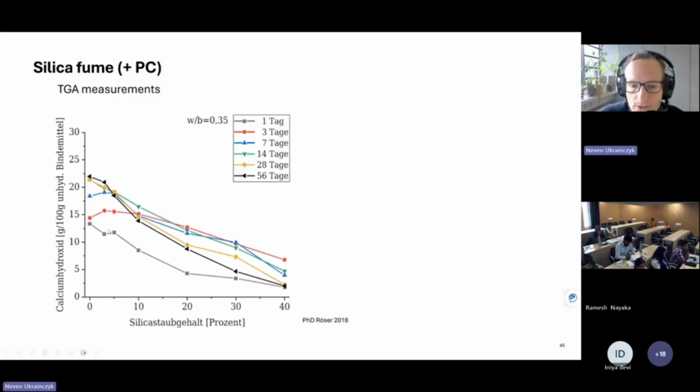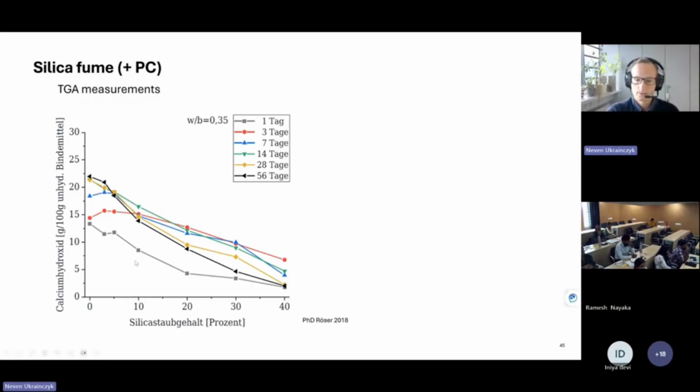With silica fume, if you measure TGA, you will also see how the portlandite is consumed. This is a PhD from our institute. He made a database of all this with time, different water saturation, and different amounts of silica fume. This is the amount of silica fume. So if you go to 40% silica fume, which you will never use in practice, of course, this was just research. You should not use more than 10% in practice, because it also lowers the rheology.